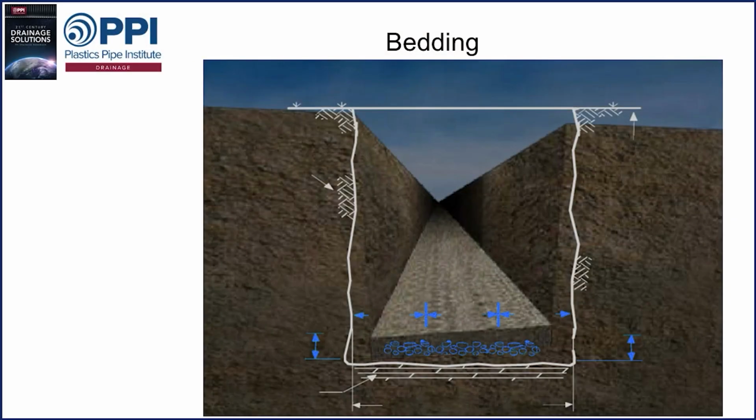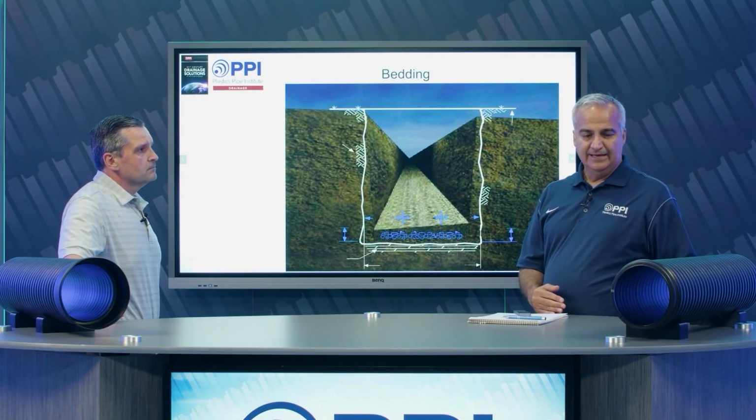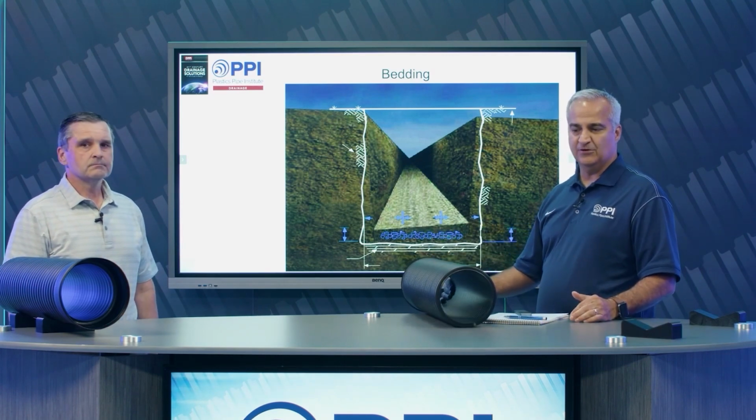We define bedding. It's between the foundation and the bottom of pipe. Hopefully you can see on this illustration that we're going to talk about bedding in thirds. And ideally, we want to see the outer thirds compacted and the middle third left loose. The reason we want to do that is to prevent the pipe from being on a hard pan surface.